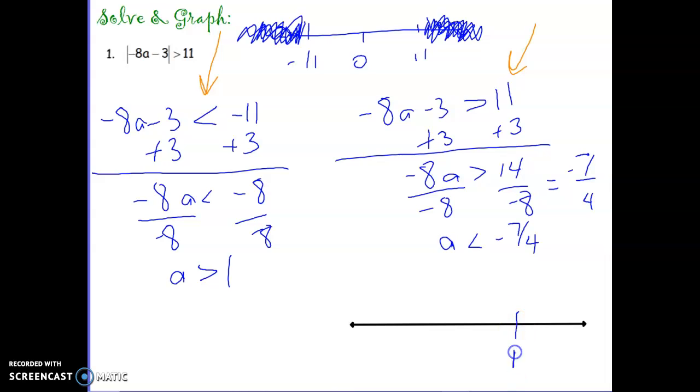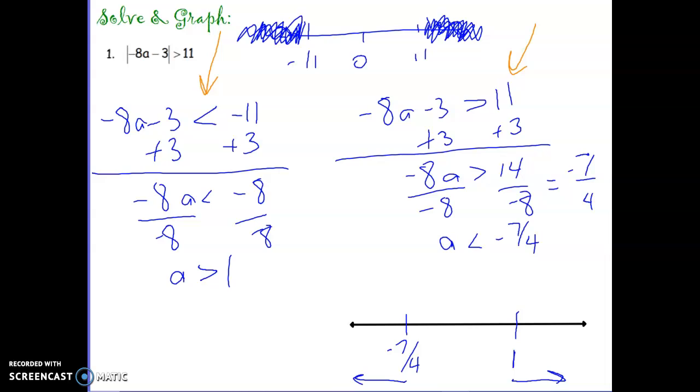Okay, so here's 1 on my number line. Here's negative 7/4 on my number line. Okay, now this is only true for absolute value. This is obviously not true all the time because the one I just did is going to be different than this. If they are pointing away from each other, it's an or question. And if they are pointing toward each other, it is an and question. So A is greater than 1, that's going to be pointing this way. And A is less than negative 7/4, that's going to be pointing that way. So this is an or question.